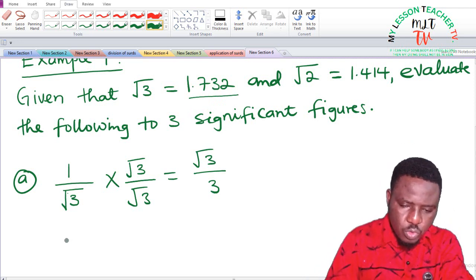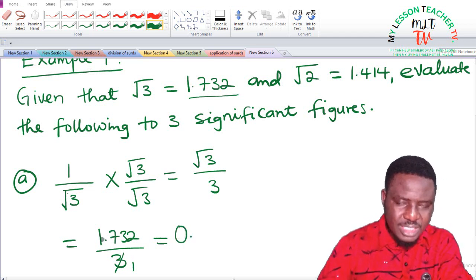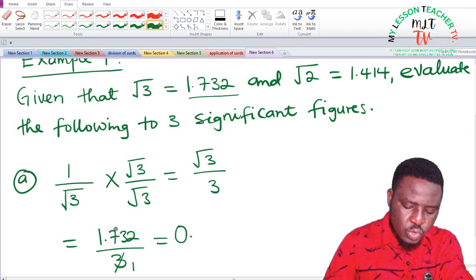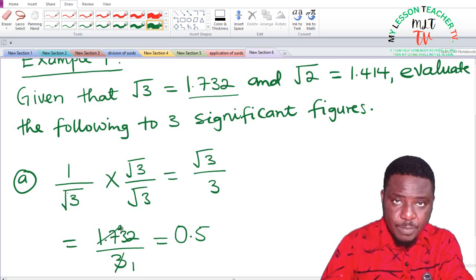So this is equal to, I will now substitute, 1.732 divided by 3. And when you divide, 3 into 1 is 1. 3 into 1, it cannot, so you write down 0 at a point. Bring forward the second digit, that becomes 17. 3 into 17 is 5 times remainder 2, for 5 times 3 is 15. So take the next digit and attach behind it, it becomes 23.